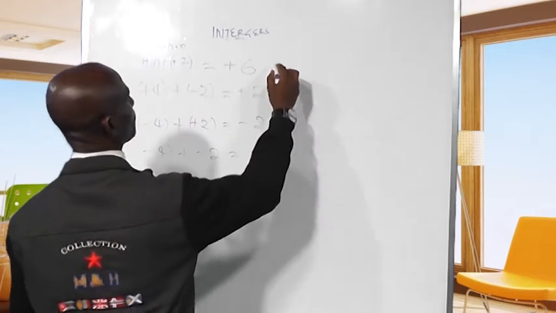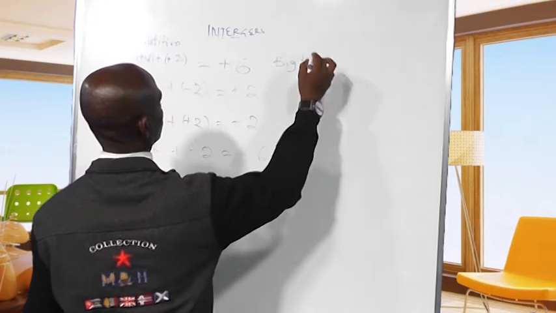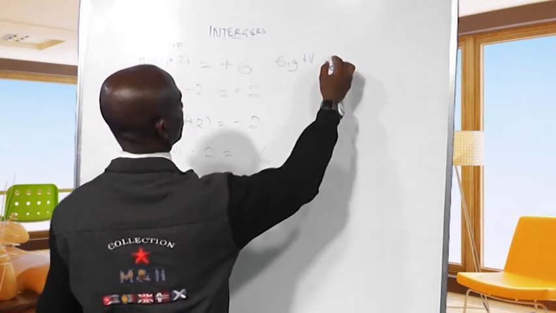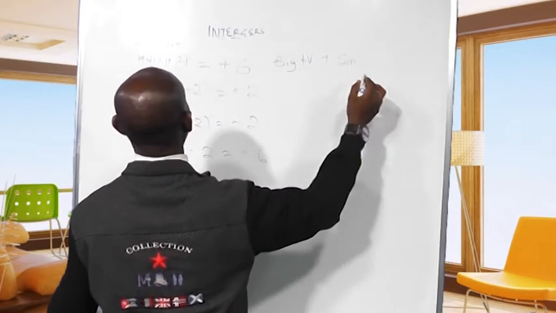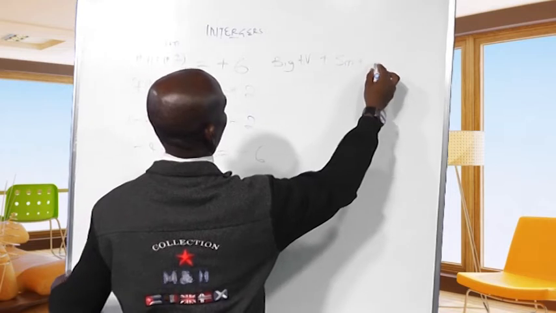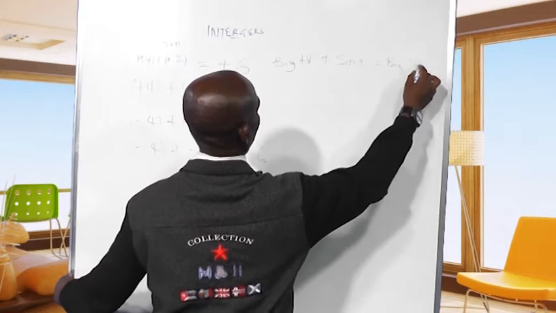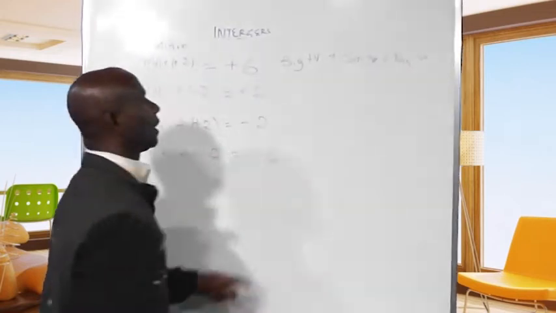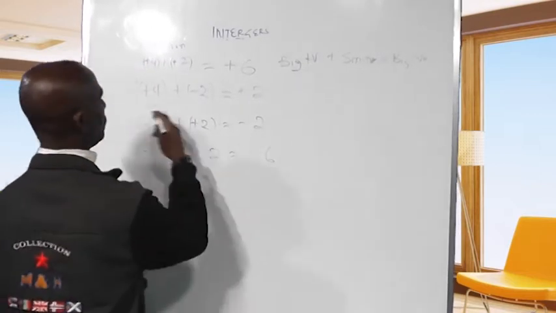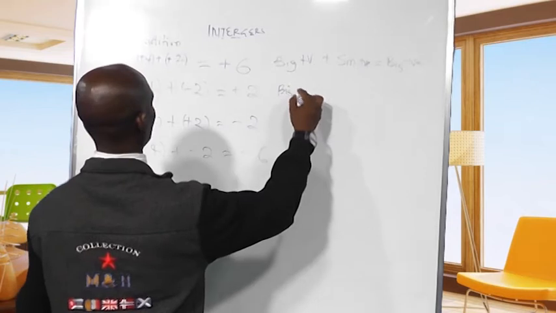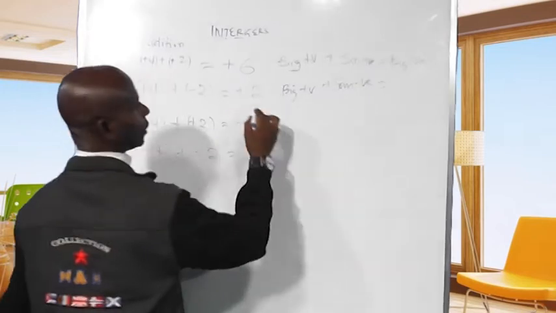Now we can say big plus small plus, we are having big plus. A big positive plus a small positive will give us a big positive. Here we discover that a big positive plus a small negative is giving us a positive.